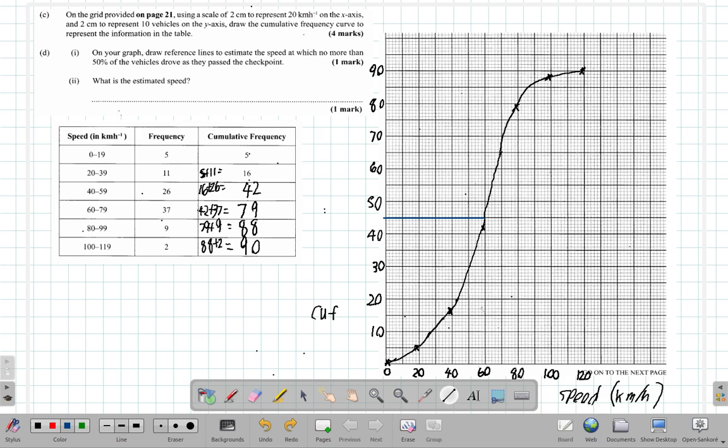45, go across to touch the line. When I touch the line, I go down. Looks like about 60. Trying to estimate it. And you notice they say estimate because the graph is really an estimate, not exact. When you do a calculation, that can be exact, but when you use a graph, it's an estimate.